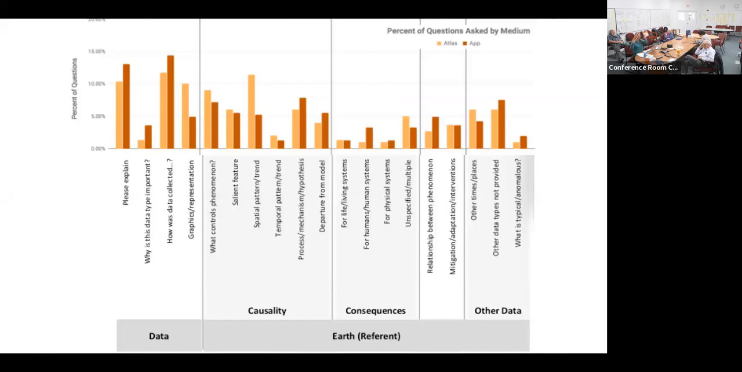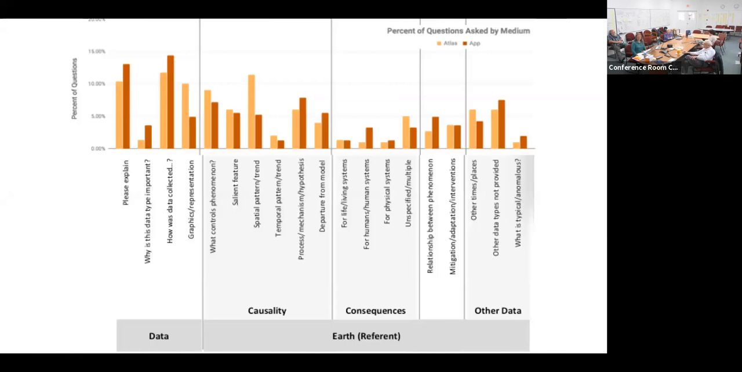Maybe. The reason there were fewer questions about spatial pattern trends is because those patterns and trends were clearer with the app than in the atlas. So they didn't have as many questions about that. Just devil's advocate here. Possibly.